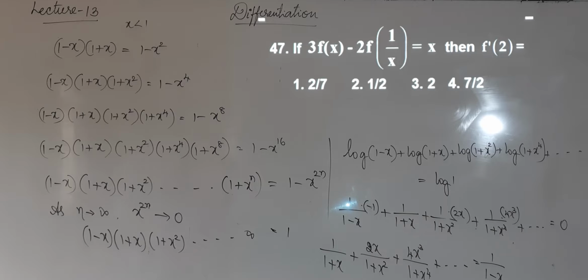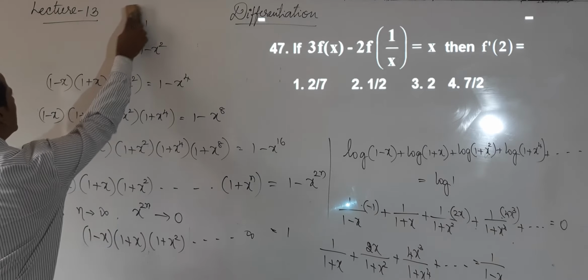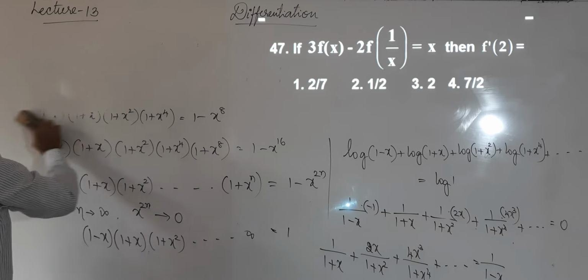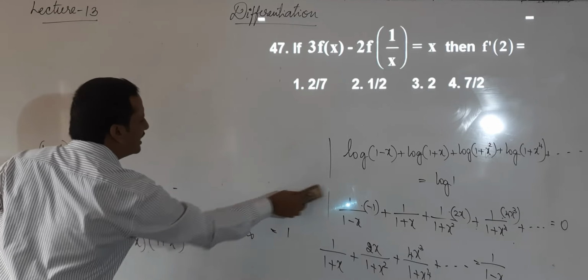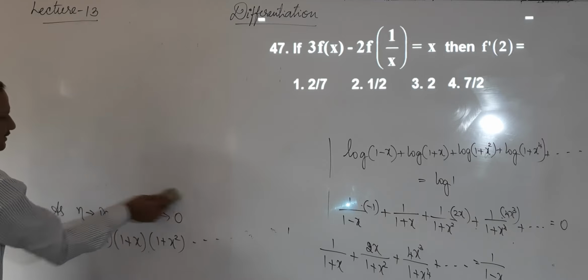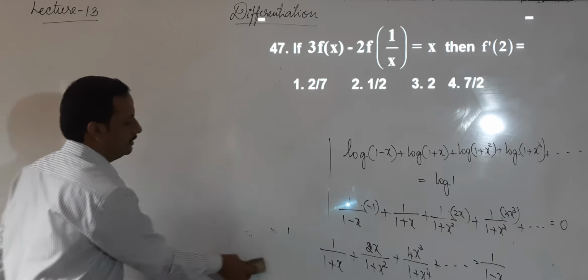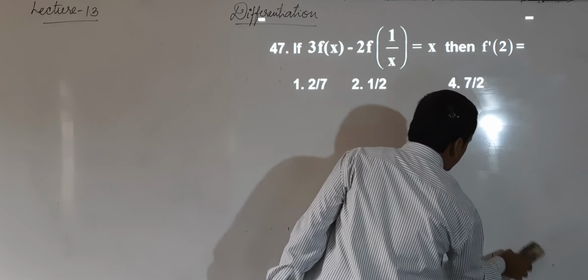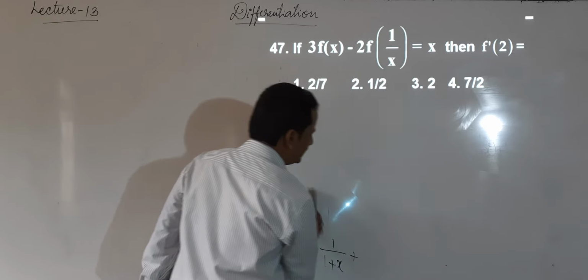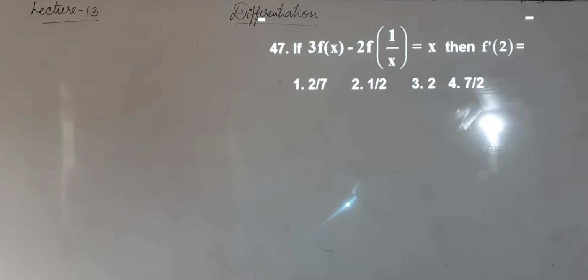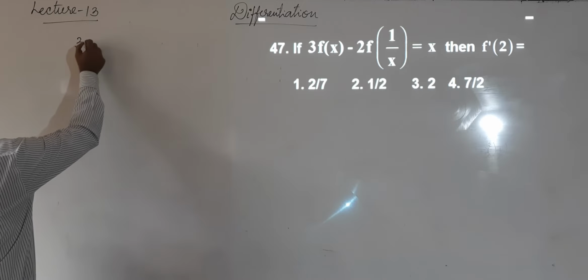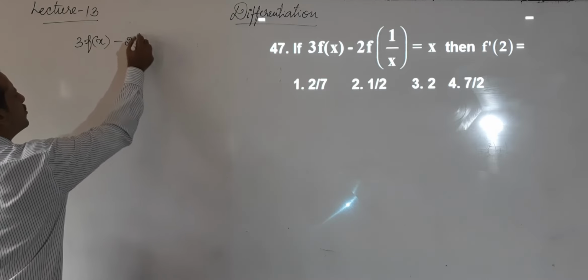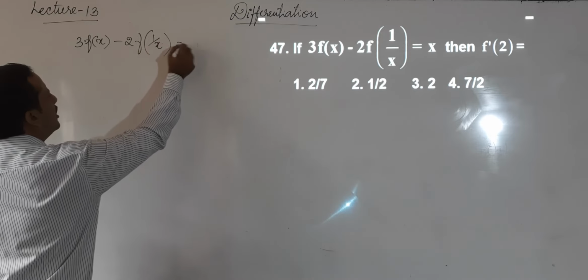Okay. Next, 47th question. If 3f of x minus 2 into f of 1 by x is equal to x, then f dash of 2 is equal to... 3f of x minus 2 f of 1 by x equal to x. Then what is f dash of 2 they are asking. 3f of x minus 2 f of 1 by x equal to x.